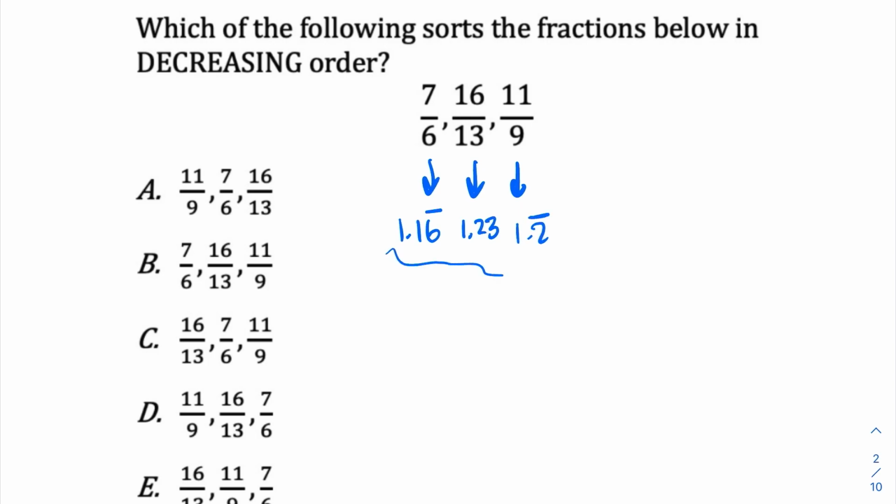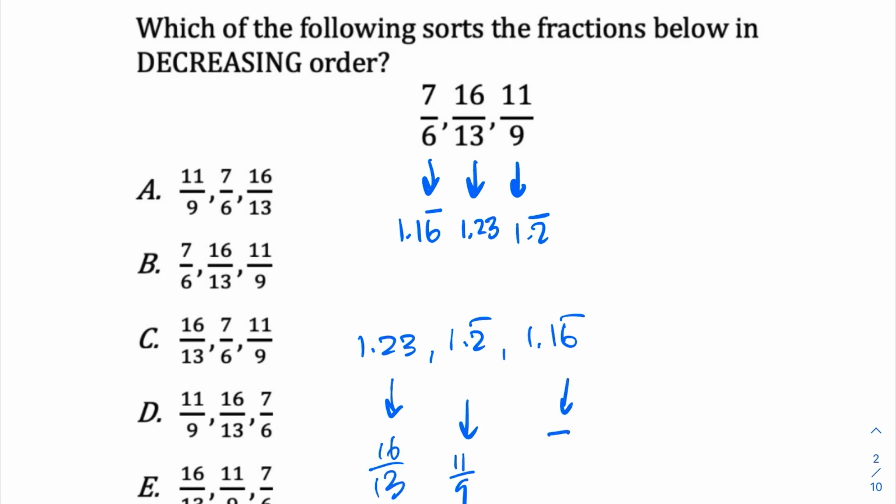Okay, so once you have the decimal equivalents, you can obviously sort them. So decreasing order, the biggest is 1.23. Then we have 1.2 repeating. Then we have 1.16 repeating. Okay, and then after this, you convert these back into their fraction form. So this is going to be 16 over 13, this is going to be 11 over 9, and this is going to be 7 over 6. So your answer is going to be E, okay?